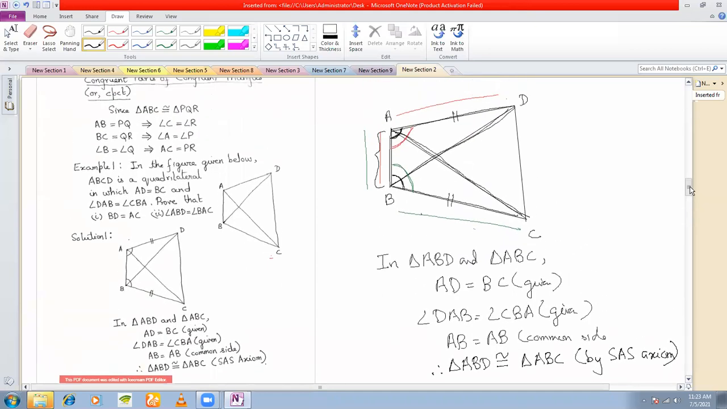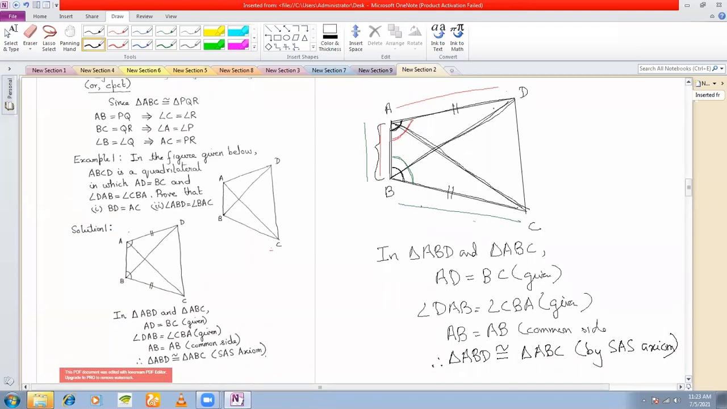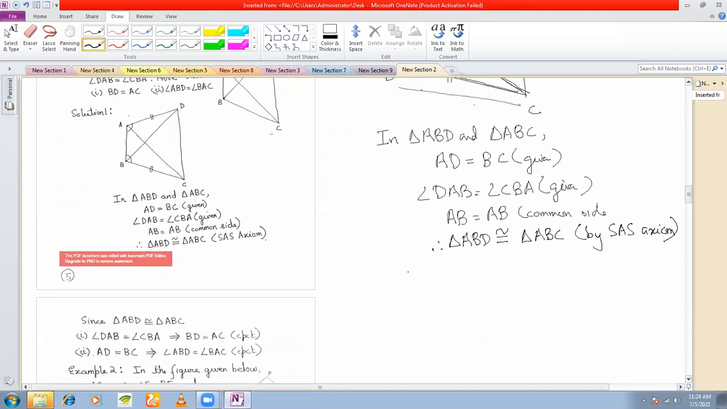Next, the question here. Once I have proved congruency, now we'll see what I have to prove. I have to show BD is equal to AC, right? Now you see this red angle here and this green angle, they are equal. I have proven these two triangles are congruent. Opposite to this red angle, which side is there? BD. Opposite to this green, which side is there? AC. So therefore, they must be equal by CPCT. So BD must be equal to AC by CPCT.